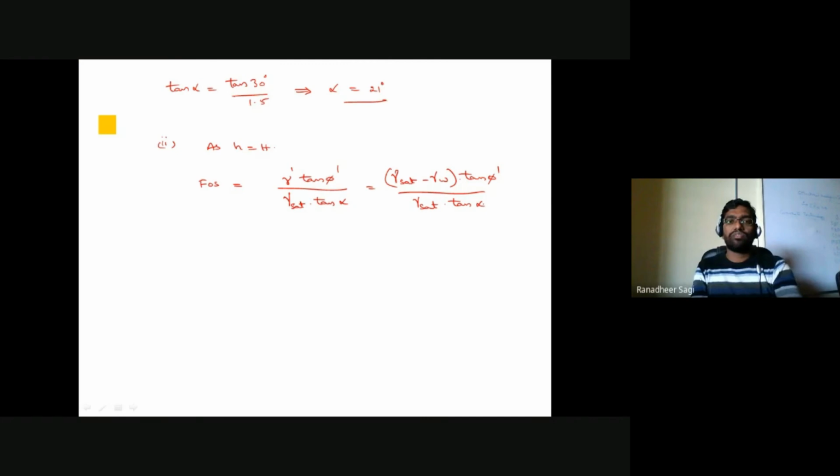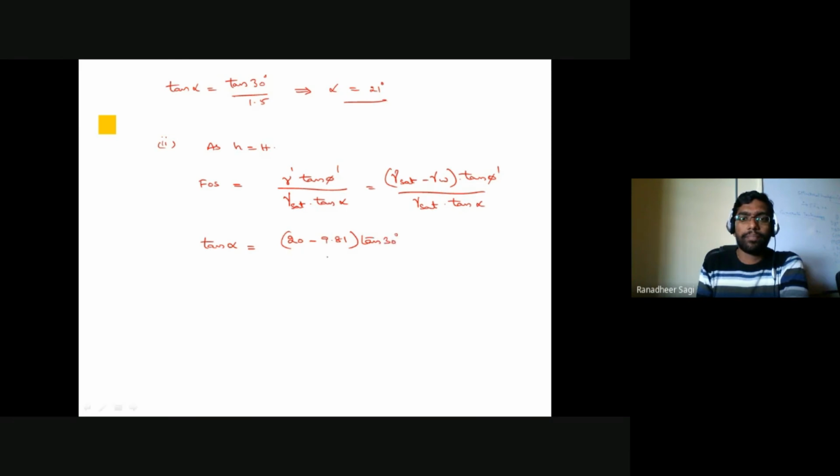So ultimately here, once again, what we are required to calculate is the alpha angle. If I want to find the alpha angle, then tan alpha is equal to gamma sat, which is 20, minus gamma w, 9.81, into tan 30 degrees, divided by the saturated unit weight, 20, into factor of safety. Because I am taking tan alpha onto the left side, the factor of safety comes onto the right side in the denominator. The factor of safety I am referring to is 1.5. So what comes out as my alpha angle in this case? 11.09 degrees is going to be the alpha angle.